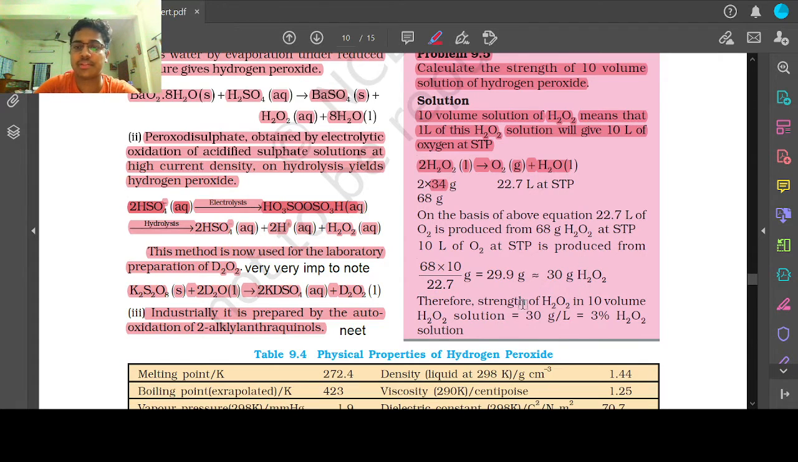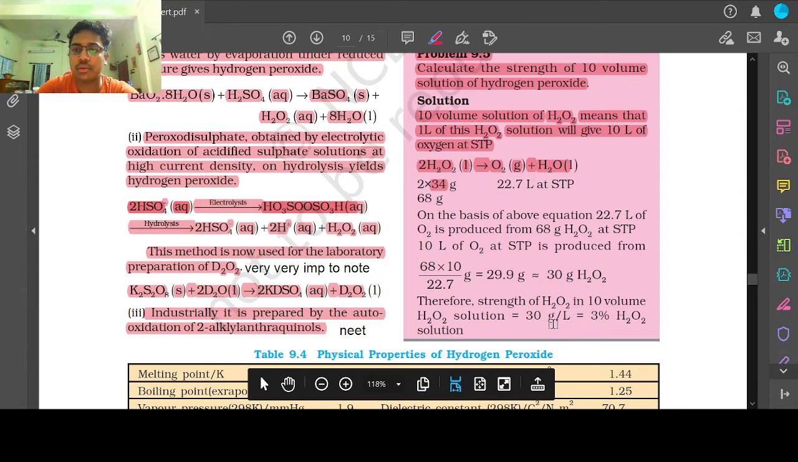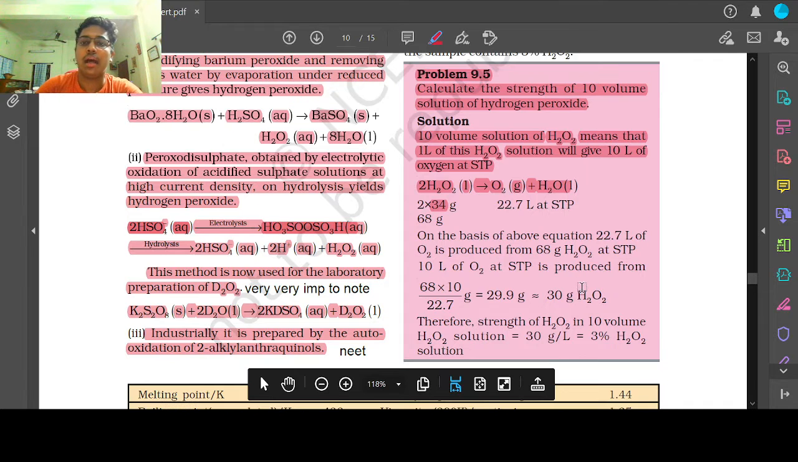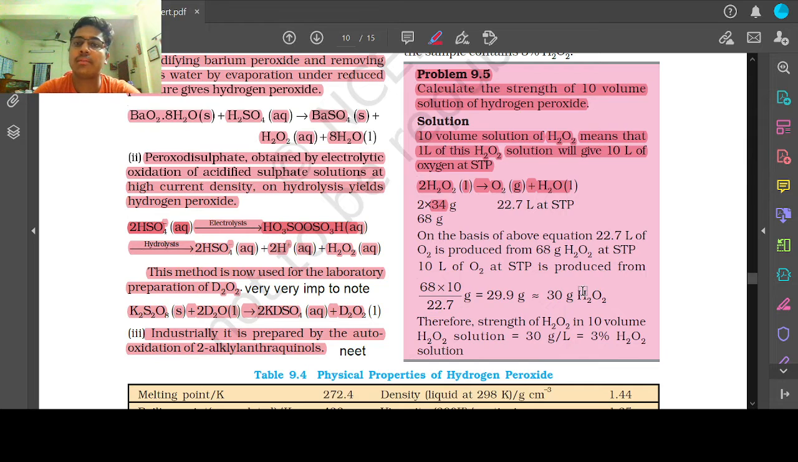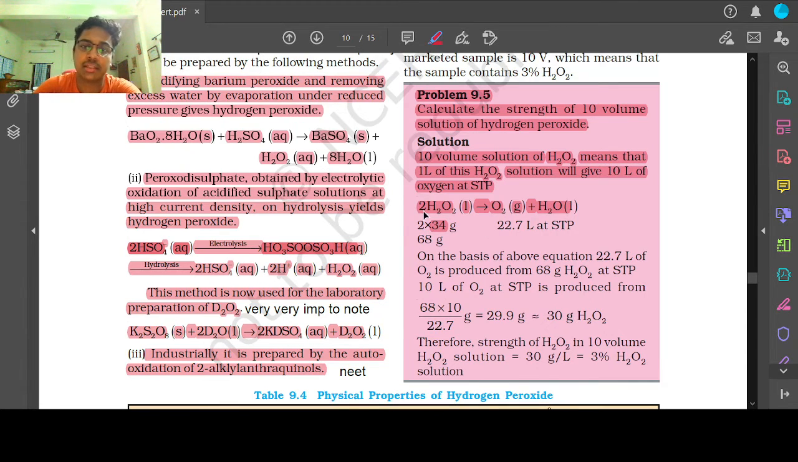So therefore the strength of H2O2 in 10 volume solution is 30 grams per liter. Okay, so 30 grams per liter, or equivalent to 10%, 30 by 100. Okay, so I hope that this is clear. So what we can sum up from this point is that n volume has a specific meaning: n volume solution of hydrogen peroxide means 1 liter of hydrogen peroxide gives n volume of oxygen. And then we should remember this reaction, that 2H2O2 gives 2H2O plus O2.